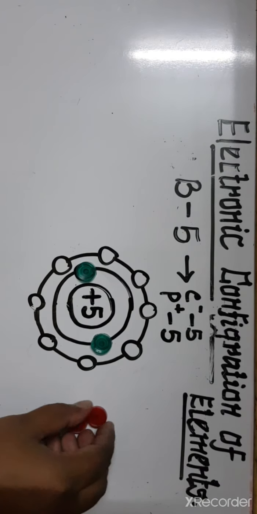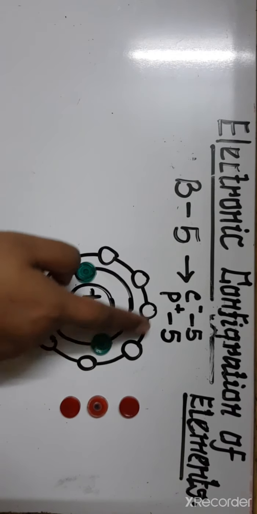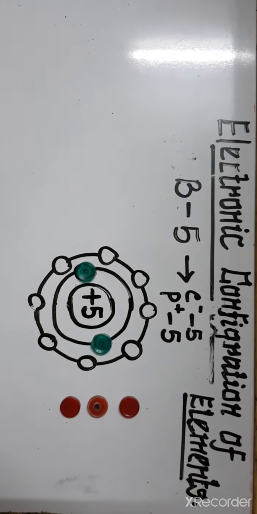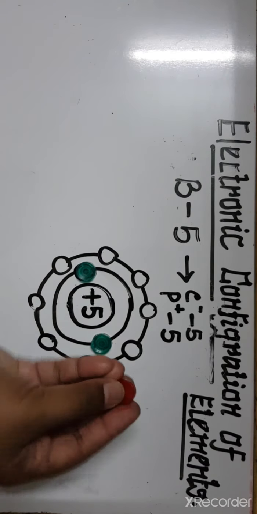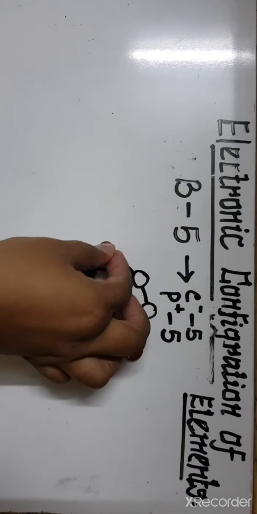Now how many are left with me? Only 3 are left. What is the total number of spaces in the second shell? Total 8, but I don't have 8 electrons along with the boron right now. How many electrons are there? 3. So these 3 will occupy the second shell.